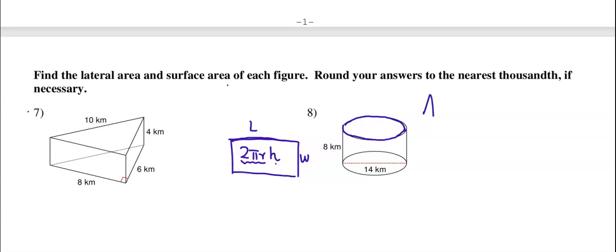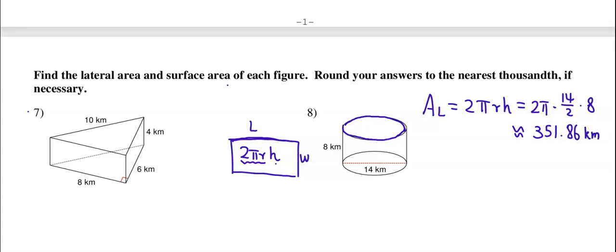And we can simply plug in 2 pi r h. You don't have r, you have a diameter, okay? So you need to find the radius by using the diameter divided by 2. And then you plug in the h is 8. And then you use your pi key of 3.14. You get A is about... And don't forget your unit here is squared. So that's the lateral area.